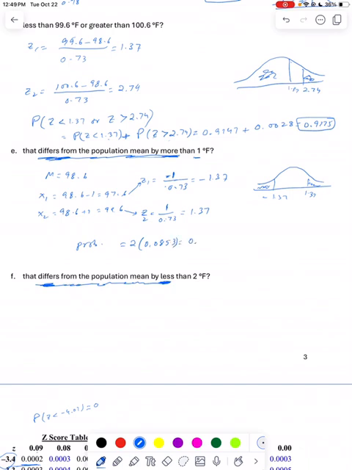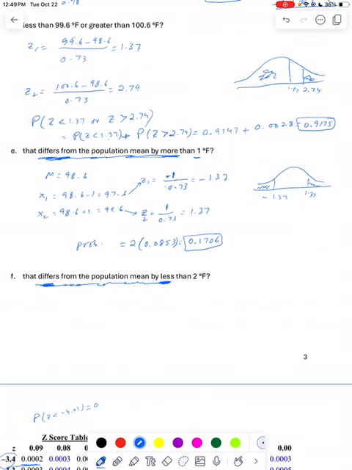Now remember, when you calculate the probability, you must check that it is a number less than 1, and also that it is not a negative number, because probability can never be negative, and it can never be more than 1.